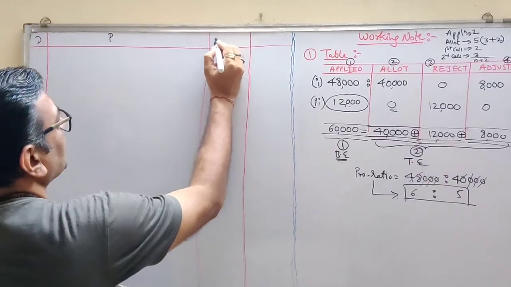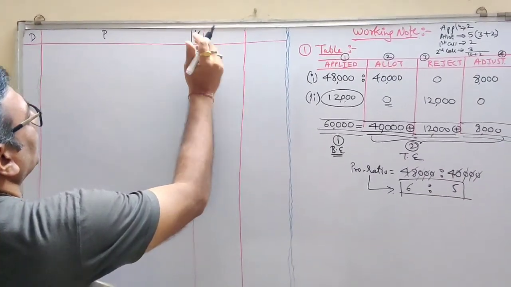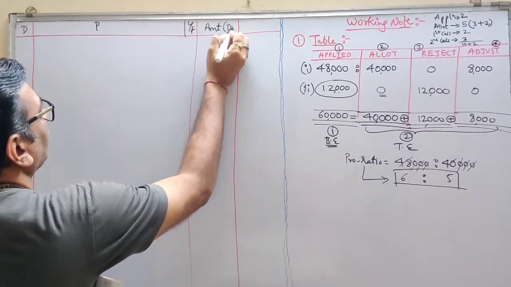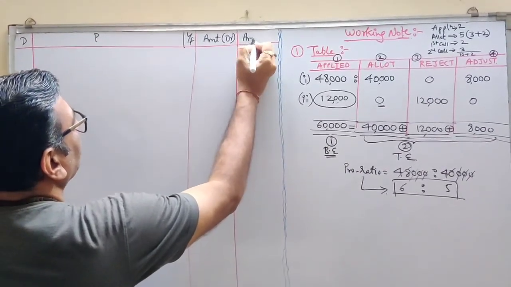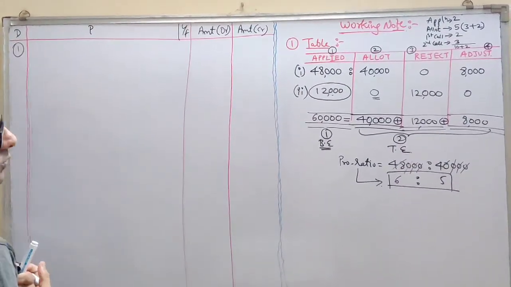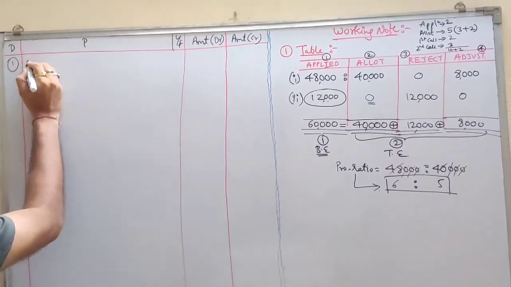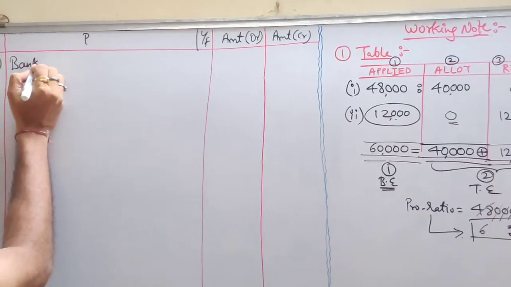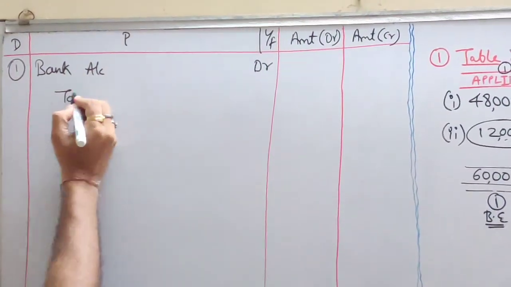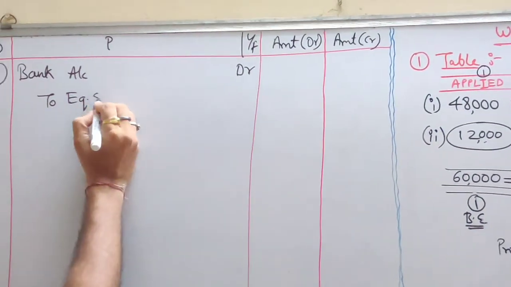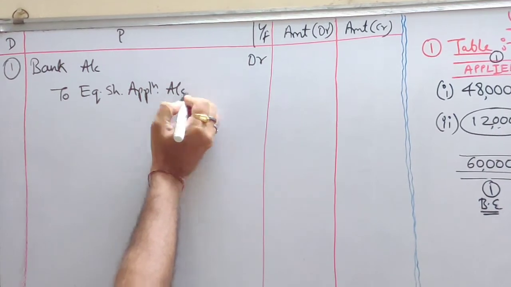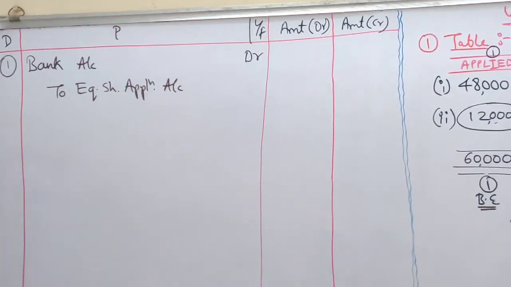Date, particulars. This is the LF column, not of use. We don't write anything in this. Then amount with debit effect, amount with credit effect. Number one. So what is your bank entry, students? Bank account debit to equity share application account. Let's write down the working in bracket.